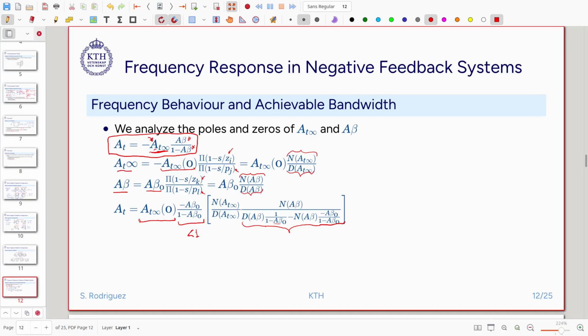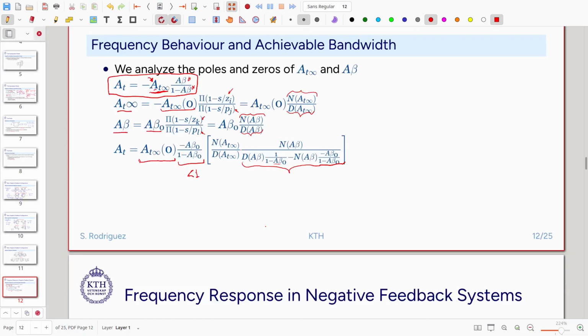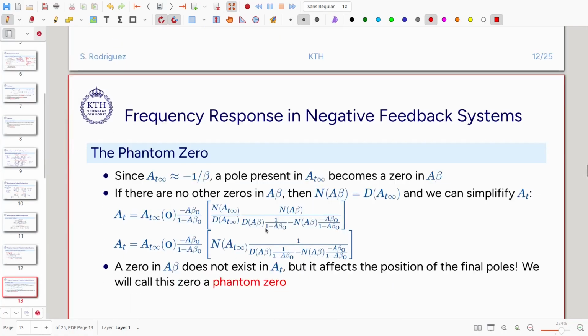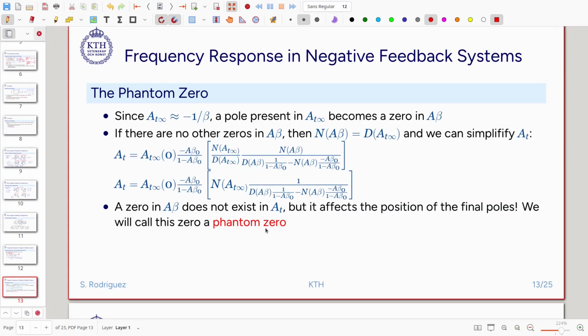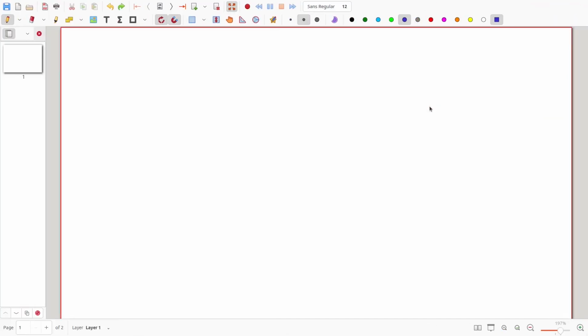Now there is some very interesting observation that we can make here. As we talked before, the asymptotic gain is equal to 1 minus 1 divided by beta. We can see that a pole that appears in the asymptotic gain actually becomes a 0 in the loop gain because this term appears here. So when we invert it, the pole becomes a 0. So we will explain this one a little bit better because it is extremely important.